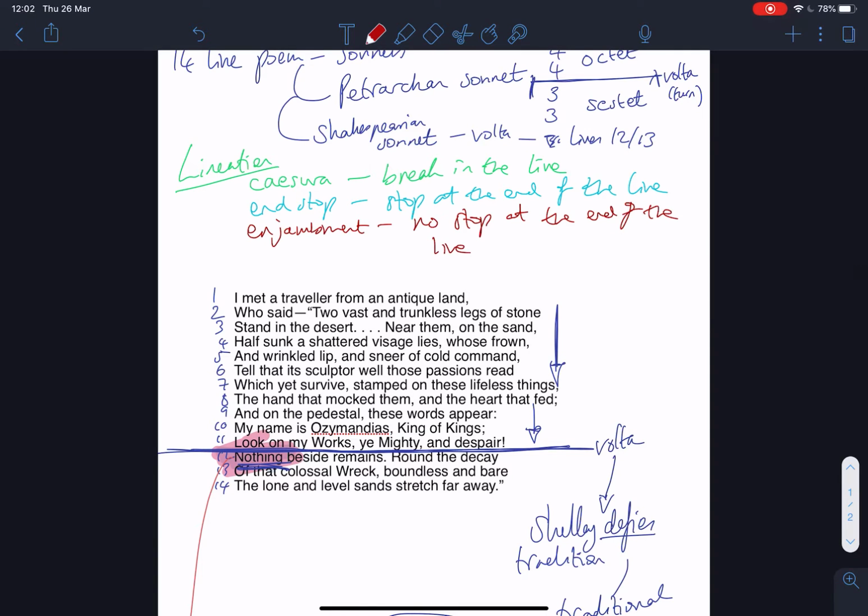So let's start going through and have a look at what some of this looks like. "I met a traveller from an antique land who said..." Well, there's a caesura. This ellipsis, this break, is a caesura. There's one, there's one, there's one, there's one. You can see that many of the lines of this poem use caesura.